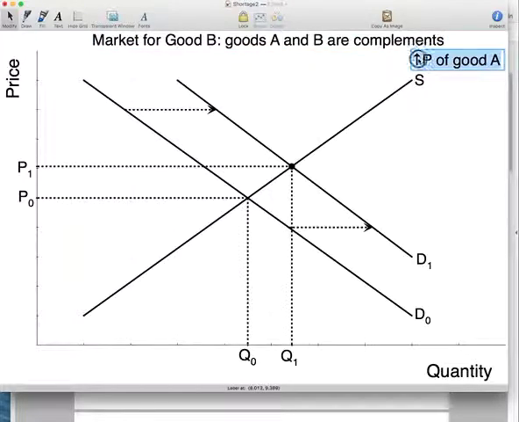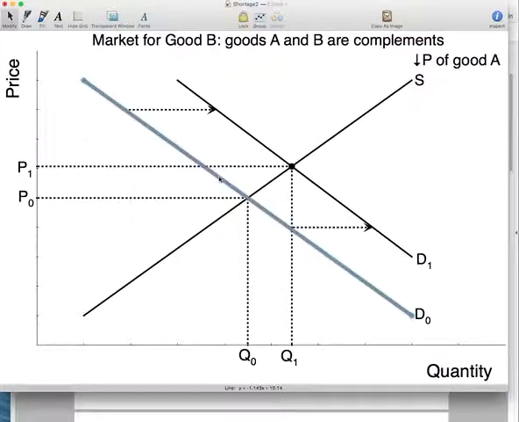And instead of this being an increase in the price of good A, let's actually have this being a decrease in the price of good A. So what we see occurring is that there's a decrease in the price of good A, and A and B are complements. They are used together. So if the price of A is going down, it's going to be cheaper to use good B. So we're going to end up having the same graph as we had previously.